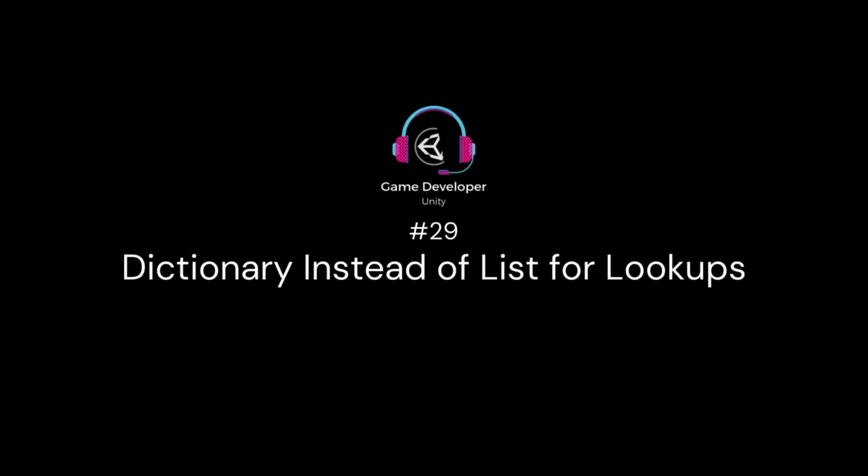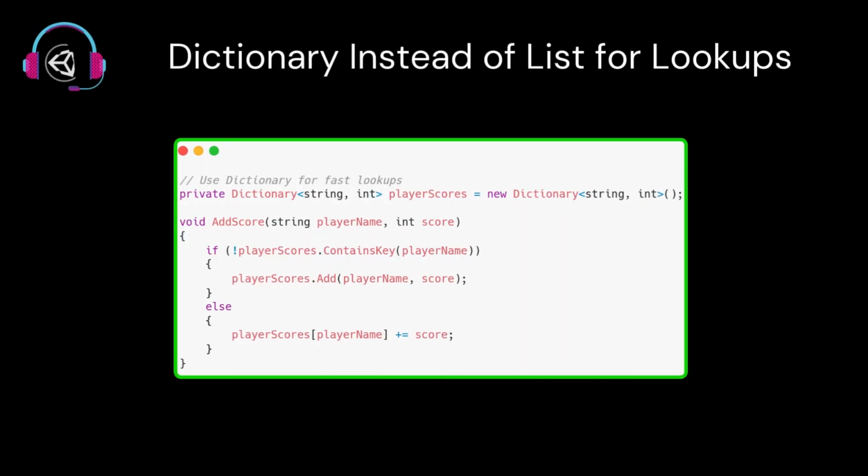Tip number 29, use dictionary instead of list for lookups. When you need fast lookups, a dictionary is much faster than searching through a list. If you're frequently accessing data by key, use a dictionary for better performance.